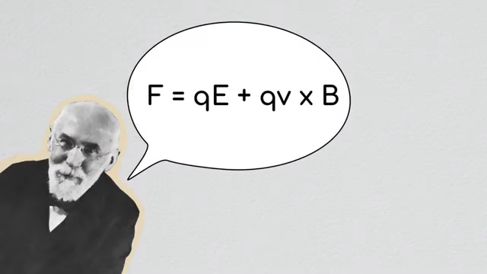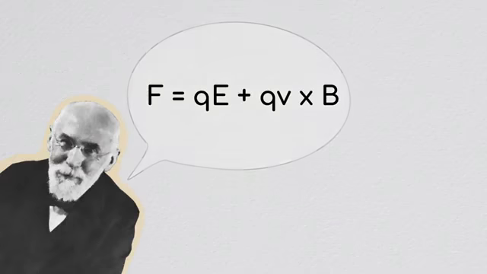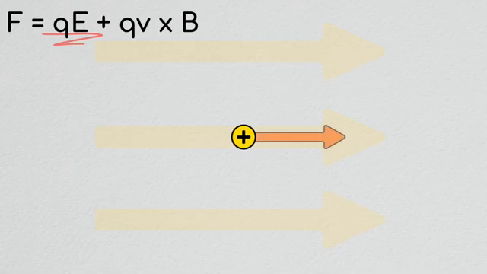Lorentz's equation says that the force on a charged particle, F, is equal to qE plus the cross product of qv and B. The first term says that if a charged particle is in an electric field, it will experience a force proportional both to the electric field strength and its charge, and this force will be applied along the direction of the electric field.